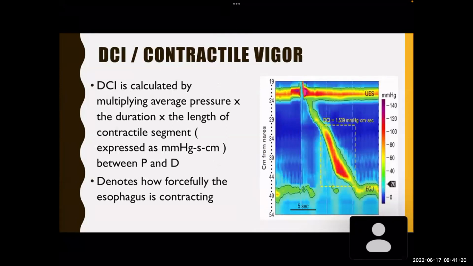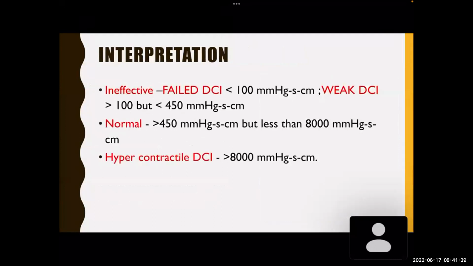And distal contractile integral is nothing but the vigor of the esophagus. It is calculated by multiplying average pressure, duration, and length. It involves a segment of length, time, and also pressure. Hence, the unit is millimeters of mercury per second per centimeter. DCI is the calculation between the points P and D, so it denotes how forcibly the esophagus is contracting.